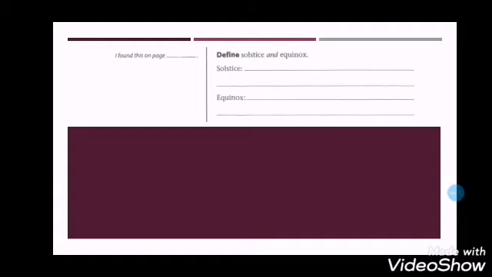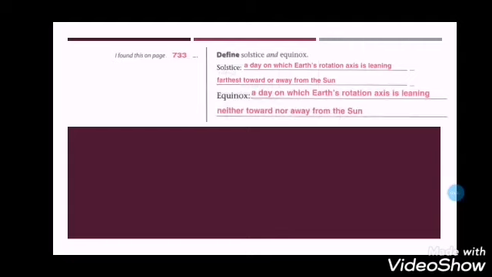Now we have to define solstice and equinox. The answers are found in the book, page 733. The solstice. It's the day on which Earth's rotation axis is leaning farthest toward or away from the Sun. And the equinox, it's the day on which Earth's rotation axis is leaning neither toward nor away from the Sun.